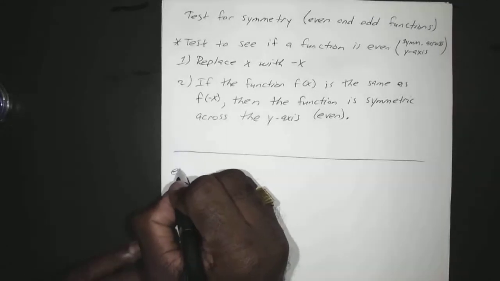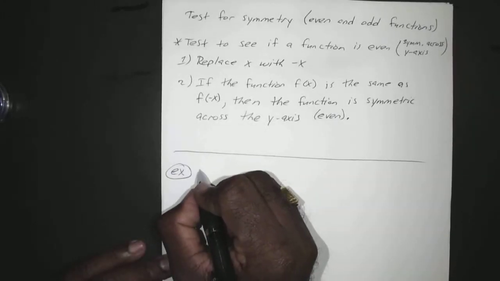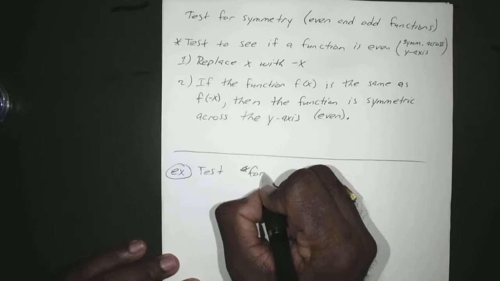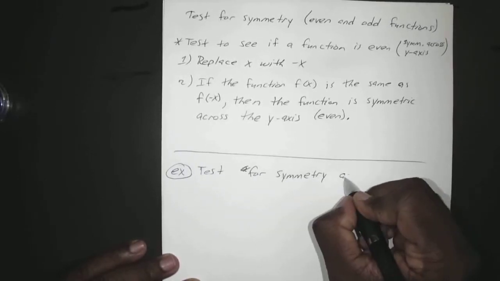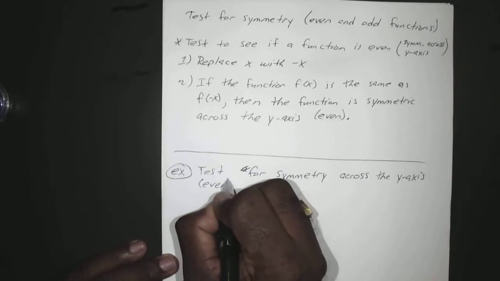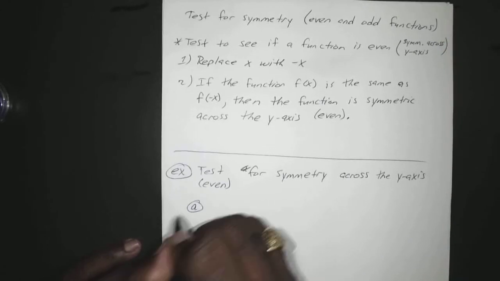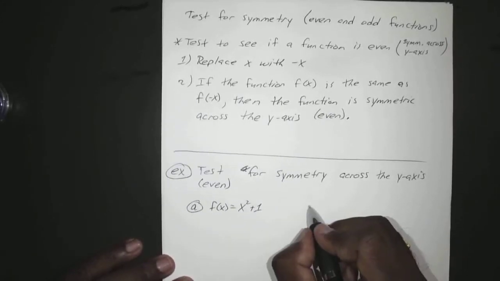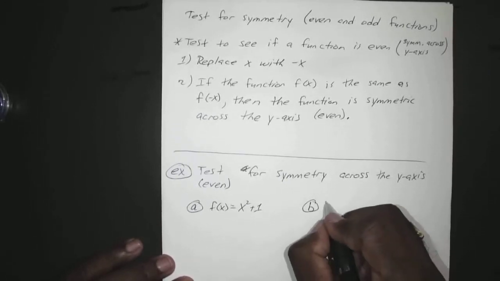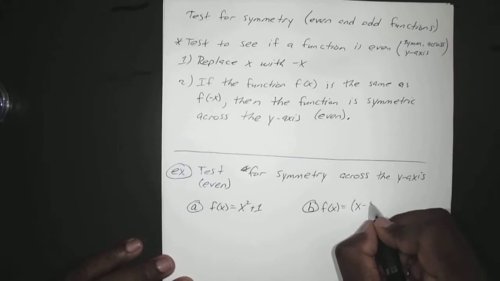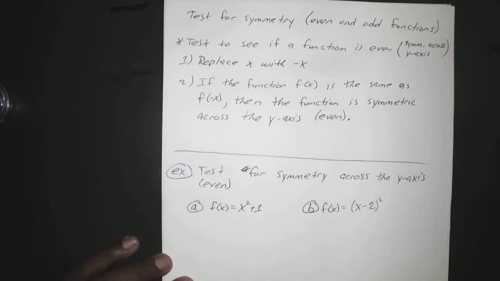All right, so let's say, for example, you wanted to test, I'll say test for symmetry across the y-axis, or just whether it's even. Say for problem A, you have f of x equals x squared plus 1. And let's say for problem B, you have f of x equals, let's say, pick a good one, x minus 2 squared. I'll leave it at x minus 2 squared.